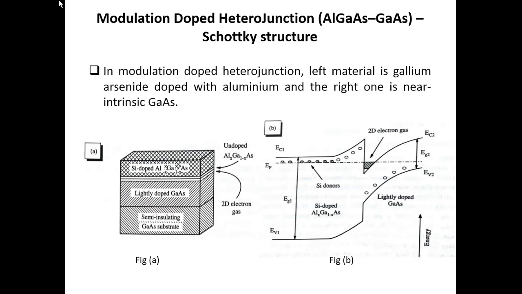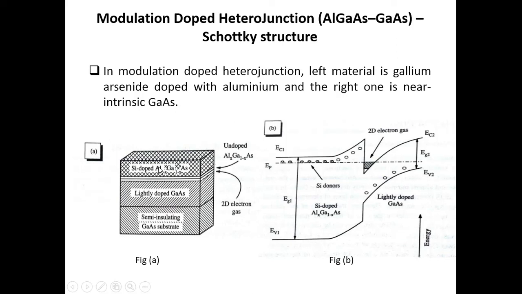So the modulation doped heterojunction, or Schottky structure, is formed by aluminum gallium arsenide. In the modulation doped heterojunction, the material is placed tilted on the left side, so this aluminum gallium arsenide will be coming on the left side, and this gallium arsenide substrate will be coming to the rightmost side, right?